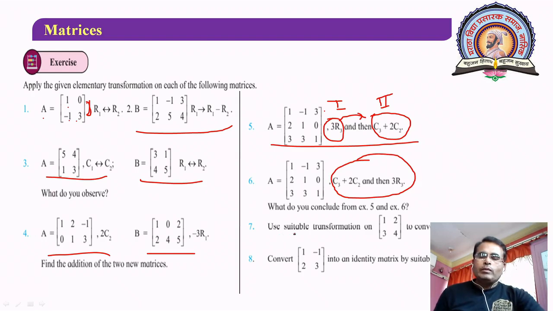What happens in the 7th example? You are given a matrix and want to reduce it to an upper triangular matrix. Sometimes we need to reduce it to a lower triangular matrix also. And in the last example, you are given a matrix A and need to convert it to an identity matrix I. We know the identity matrix is 1 0 0 1, and using elementary transformations it is possible to reduce the given matrix A to the identity matrix.